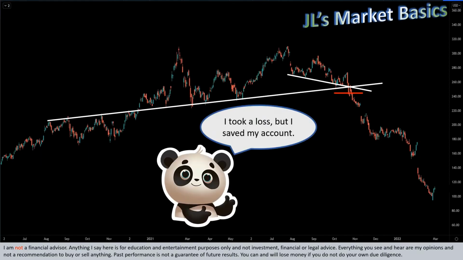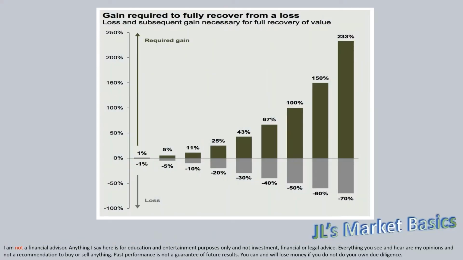Not all trades will be winners. We all have red days. The key point is to identify when we are wrong and minimize the loss. Remember, taking a small loss is easier to recover from than taking a big loss.